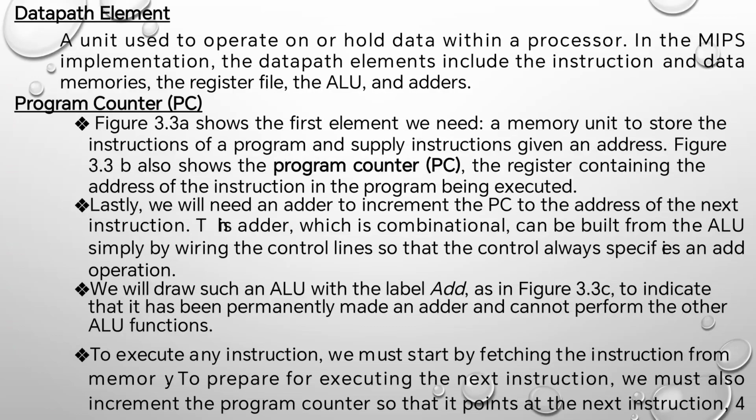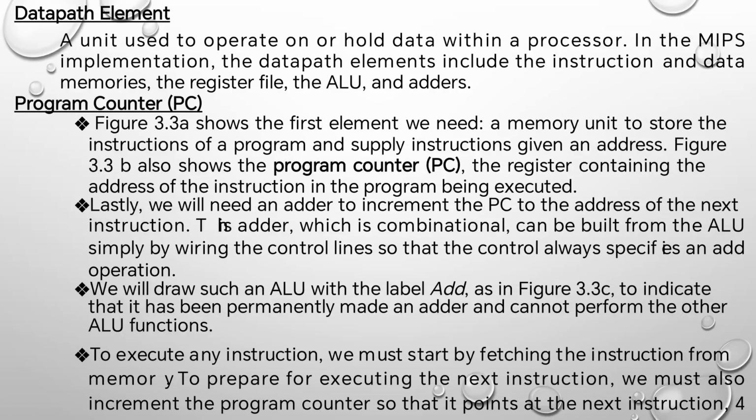Datapath element: a unit used to operate on or hold data within a processor. In the MIPS implementation, the datapath elements include the instruction and data memories, the register file, the ALU and adders, and the program counter. The first element we need is a memory unit to store the instructions of a program and supply instructions given an address. The program counter is the register containing the address of the instruction in the program being executed.